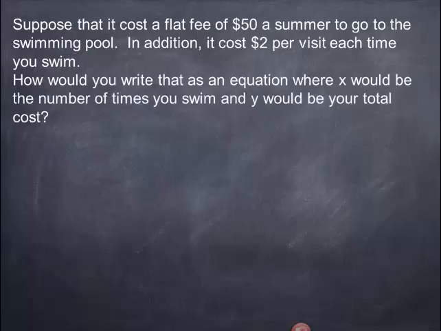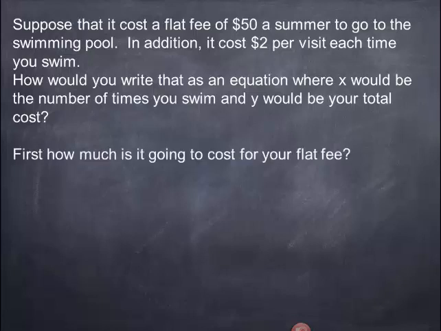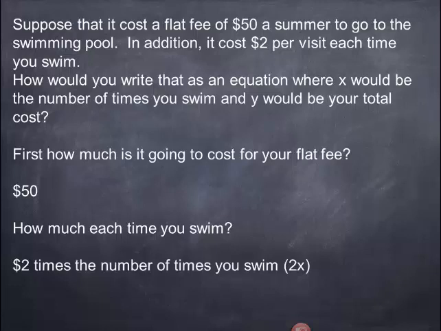How would you write this as an equation where x would be the total number of times you swim? No, x would be the number of times you swim and y would be your total cost. Well, let's take this apart and look at it. First of all, is there a flat fee to go swimming? Yes, it's $50. How much does it cost each time you swim? $2. Hit pause. Copy this down.